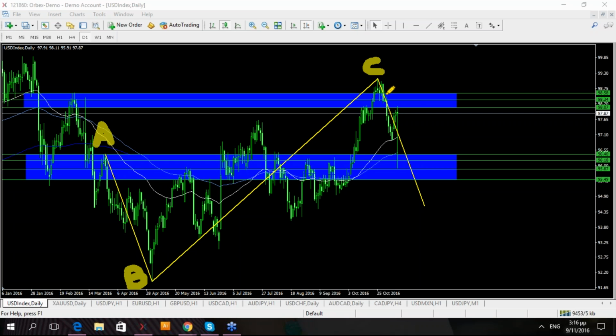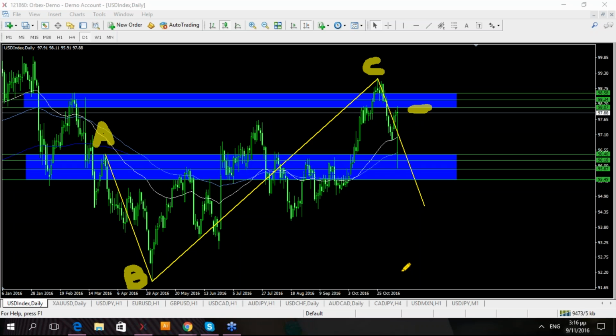So once it has pierced through that zone that I've just drawn here, which has proven to be a significant support area, that signals immediately more chances to the downside for the dollar. So once it has actually crossed and pierced through there based on this Z-like pattern, I straight away have my eyes on the downside for the dollar against the basket of six currencies, based on this USD index.